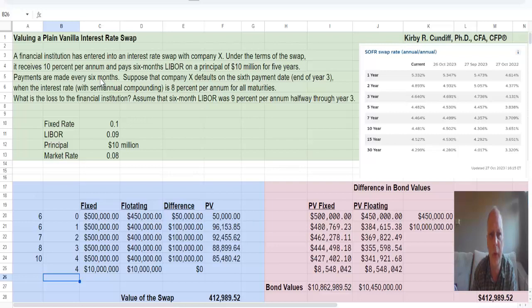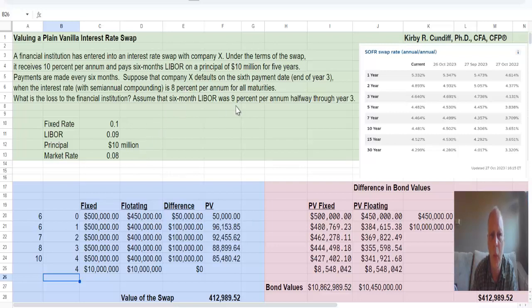Suppose that company X defaults on the 6th payment date, end of year 3, so there are 2 more years of payments, or 4 more payments remaining, plus the one that was just defaulted on. That will be 1, 2, 3, 4, and I'll show down here the final $10 million principal being exchanged, when the interest rate with semi-annual compounding is 8%. So that is now the market rate.